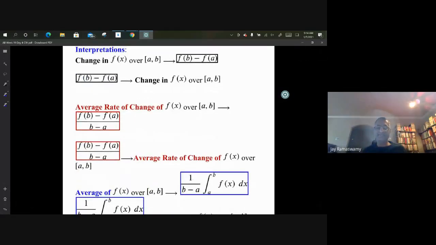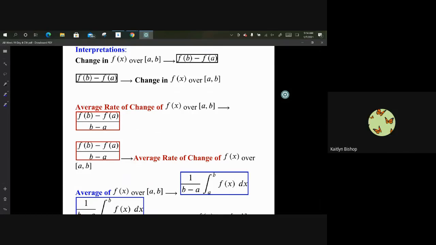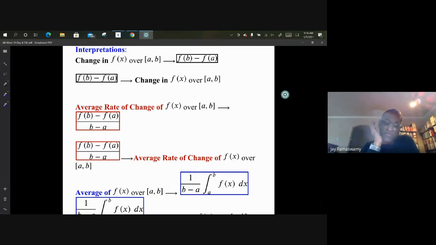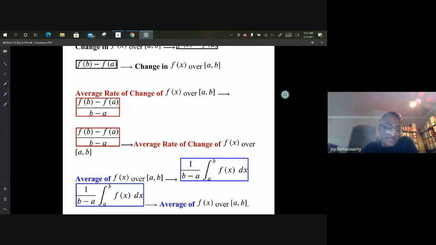Okay, the next part of the lesson is we're doing interpretations. If you attended office hours yesterday, you got an advanced peek at the concept. So don't write this, I'm just going over basic interpretations. If you see the phrase change in, change means different, so it's f of b minus f of a. And conversely, if you see f of b minus f of a, that's change in f of x over a to b.